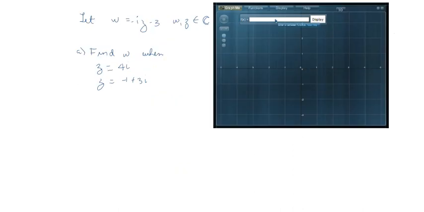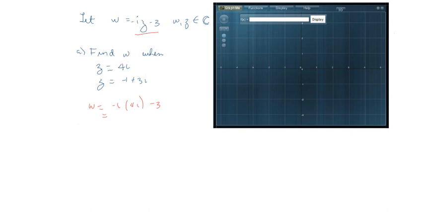Okay, so let w equal negative i times z minus 3, where w and z are elements of the complex numbers, and we're asked to find w when z equals 4i. It's very simple, it's just a substitution. So let's do w equals negative i times 4i, minus 3.